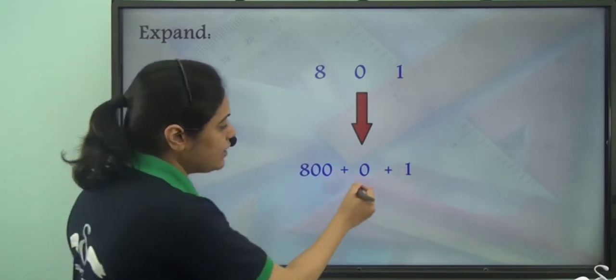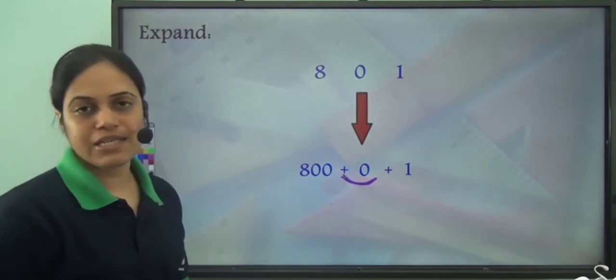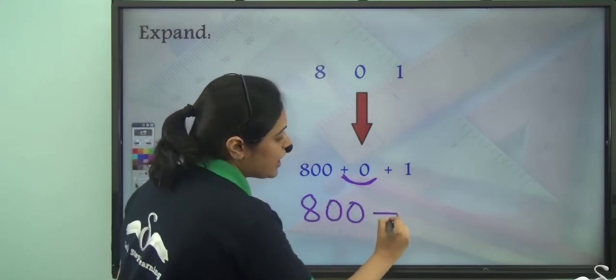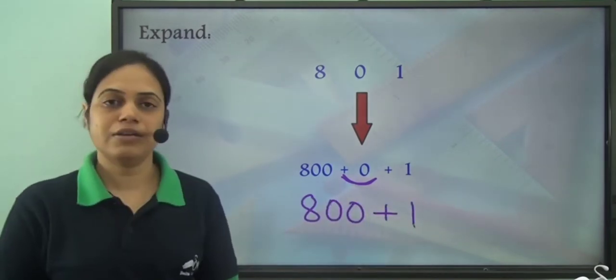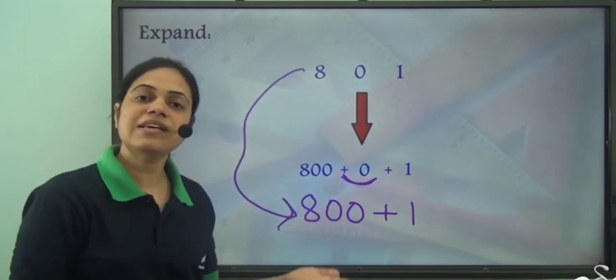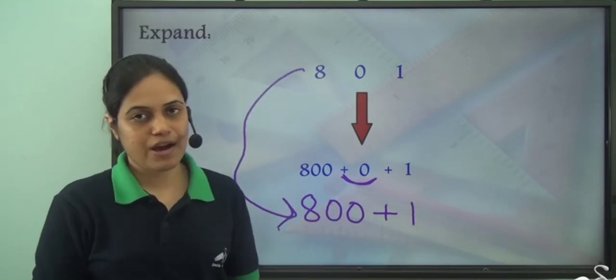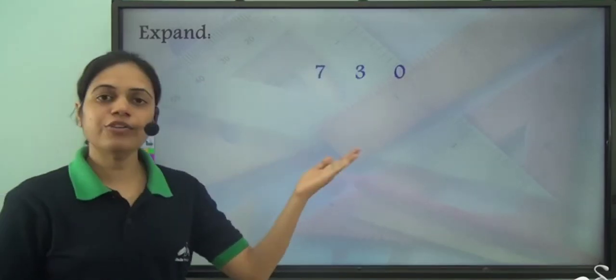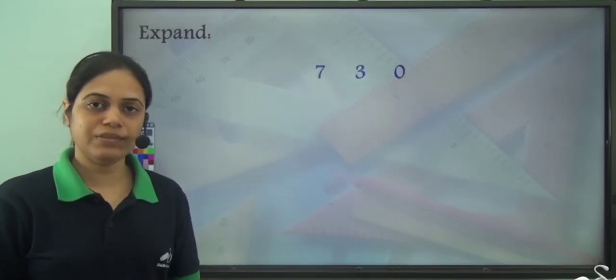Now I can skip writing this 0. So I can simply write it as 800 plus 1. So the expanded form of this number can be written as 800 plus 1. So now can you write the expanded form of this number?